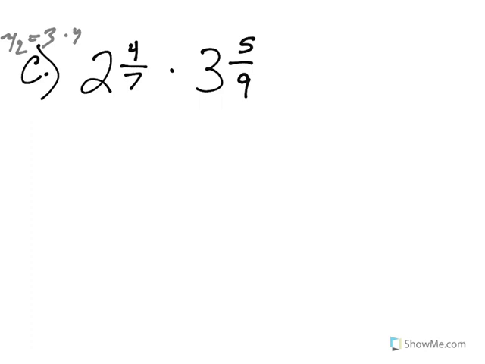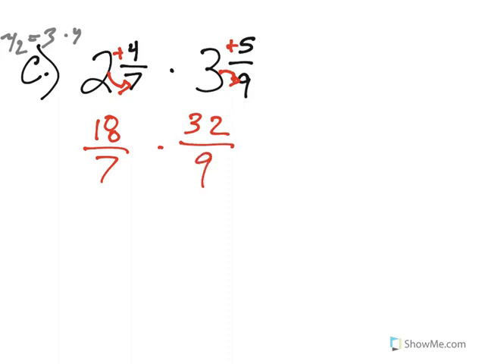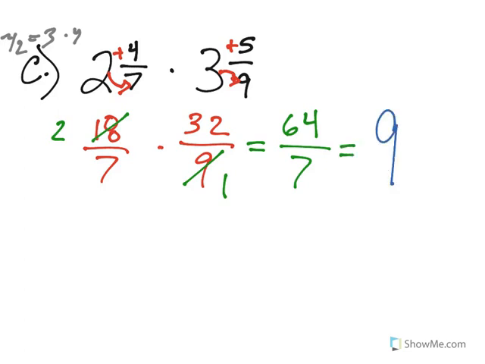All right, let's change to an improper fraction. 2 times 7 is 14, plus 4 is 18, so I have 18/7. In the second fraction, 3 times 9 is 27, and 27 plus 5 gives me 32 over 9. I love this because 9 goes into 9 one time, and 9 goes into 18 two times. Reducing makes this so much easier. So 2 times 32 gives me 64, and 7 times 1 is 7. So how many times does 7 go into 64? Well, 9 times, because 9 times 7 is 63.